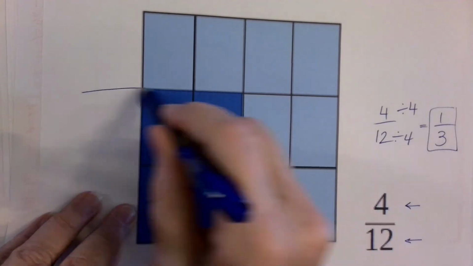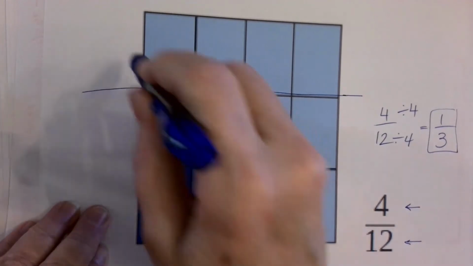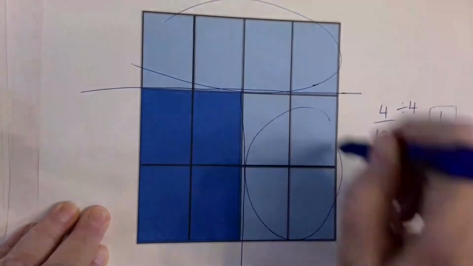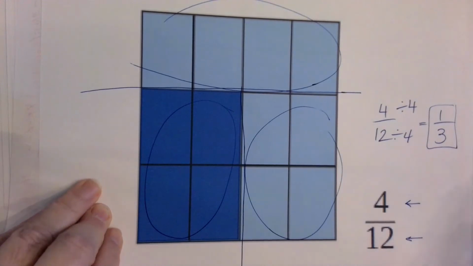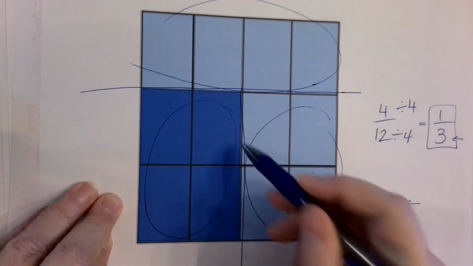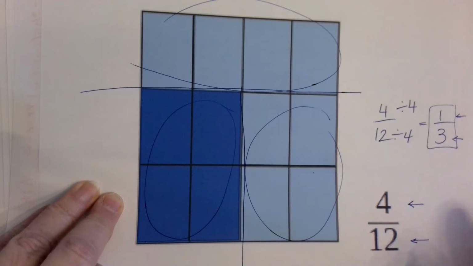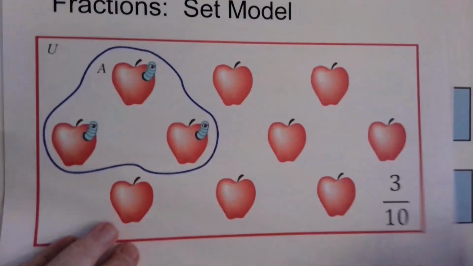So we could divide this into 3 different regions. 4 squares, 4 squares, 4 rectangles, not squares, excuse me. So there's 3 different regions, that's the denominator, and only one of those regions is the dark blue, 1/3, same as 4/12. Another way to look at fractions is a set model.